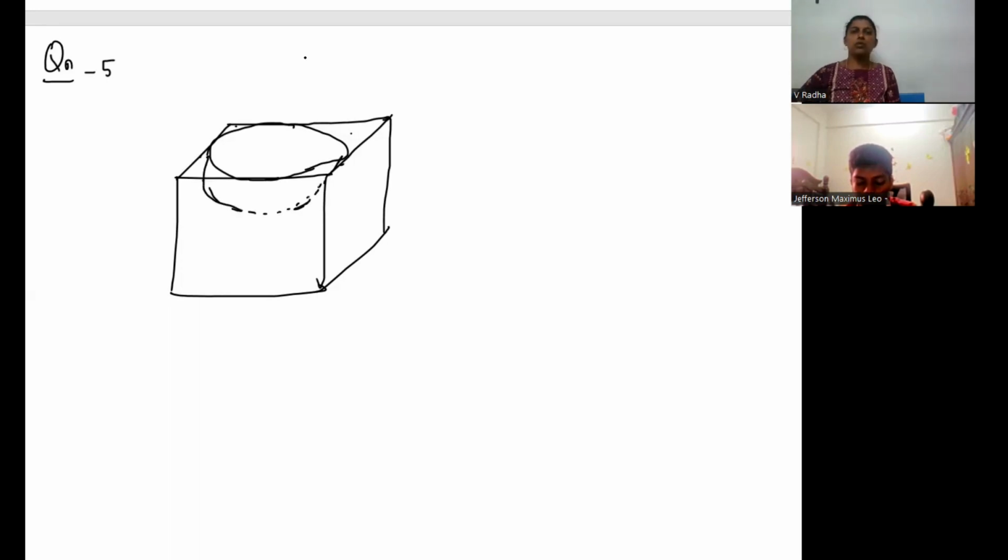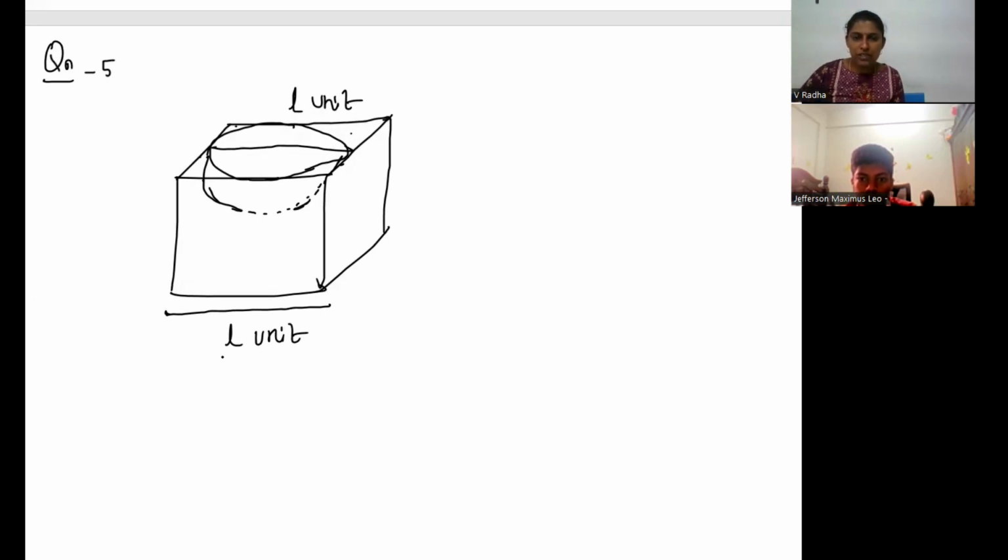Yes, good. So here the diameter is given as L. There is no unit given, so we take it as L unit. Therefore, the edge is also L unit. Any doubt in this diagram? No.